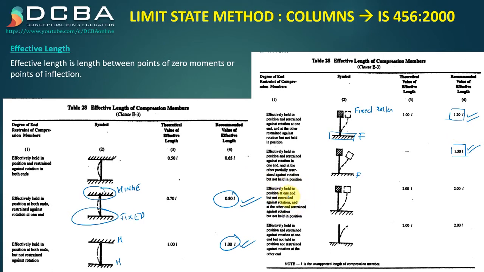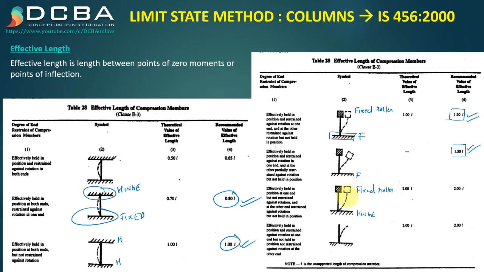Effectively held in position at one end but not restrained against rotation, and at the other end restrained against rotation but not held in position. So this end is a hinge and the top end is a fixed roller.